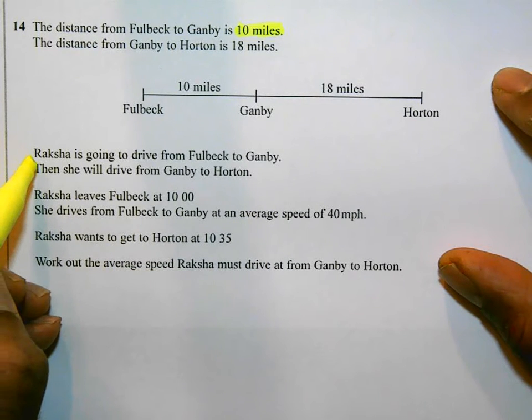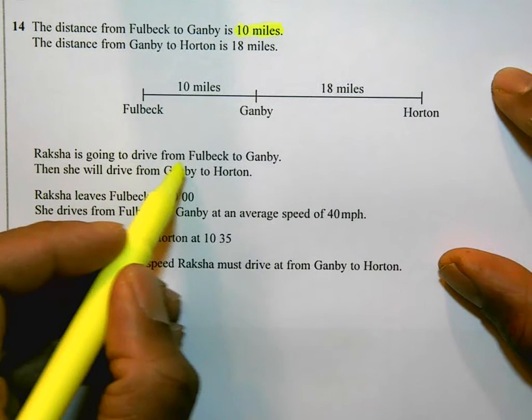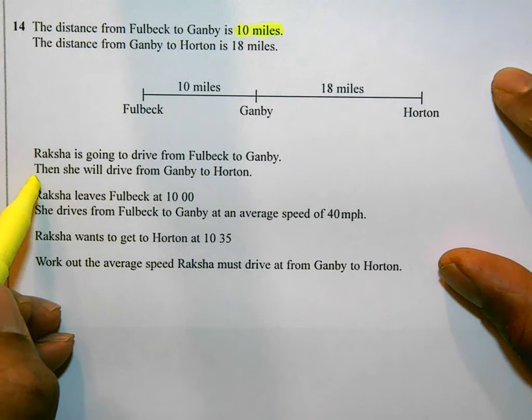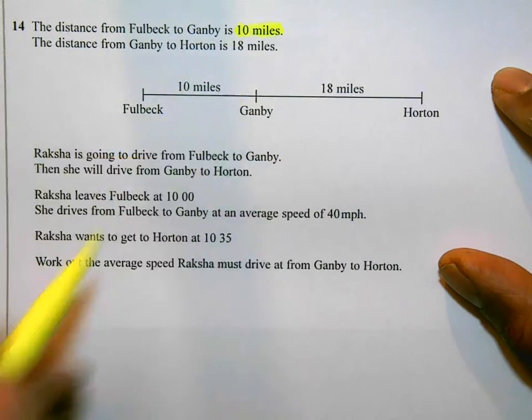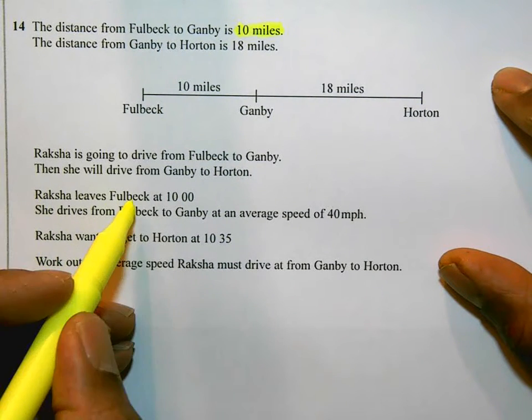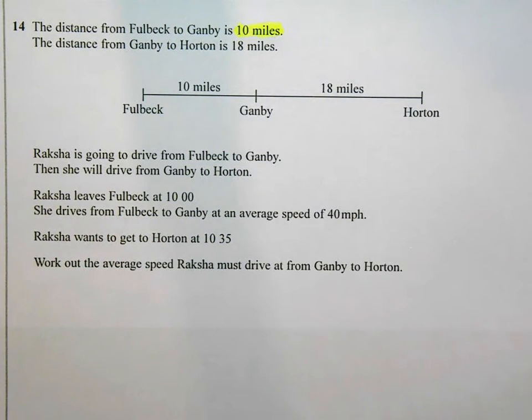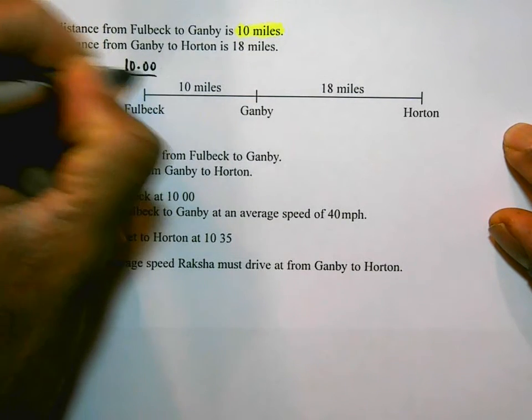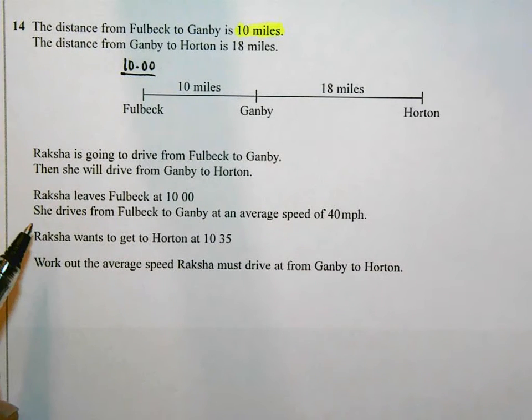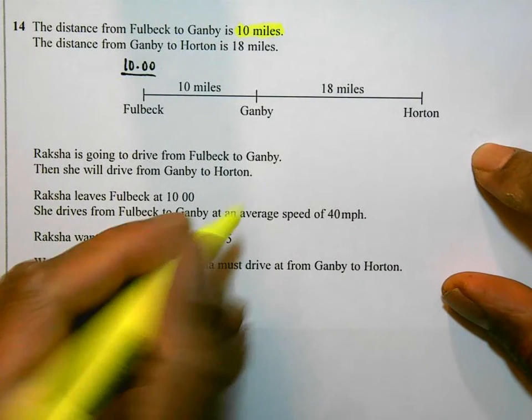Ruxa is going to drive from Fullbeck to Ganby. Then she's going to drive from Ganby to Hawthorne. So she's going to go all the way across. Ruxa leaves Fullbeck at 10 o'clock. So I'm going to put that on my diagram. She leaves here at 10 o'clock. She drives from Fullbeck to Ganby at an average speed of 40 miles per hour.